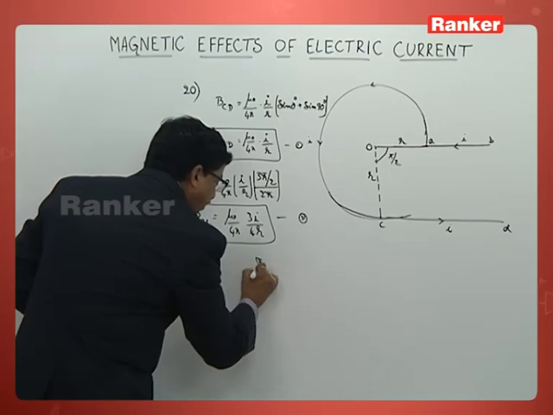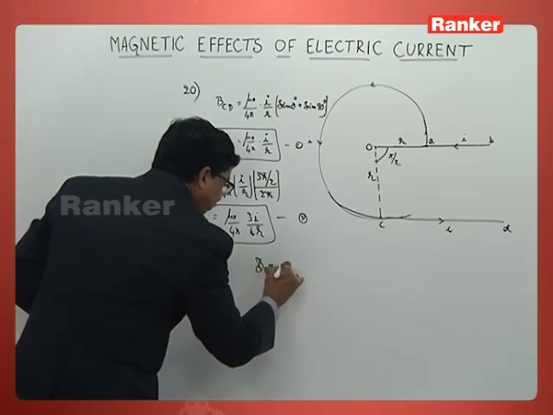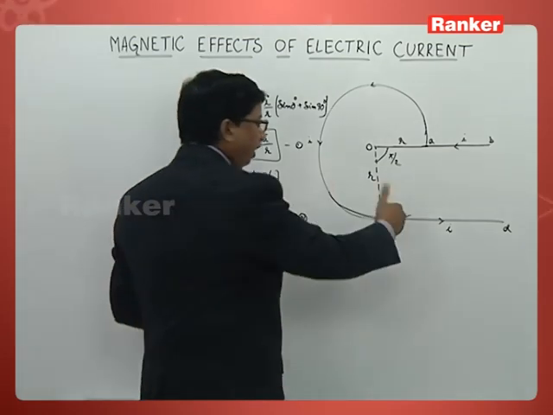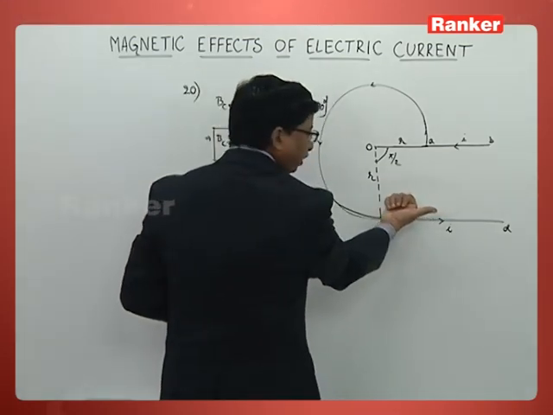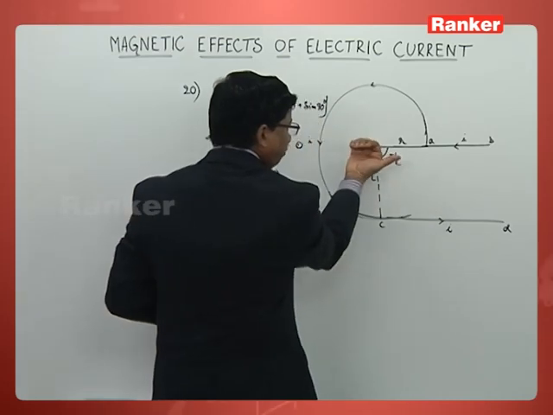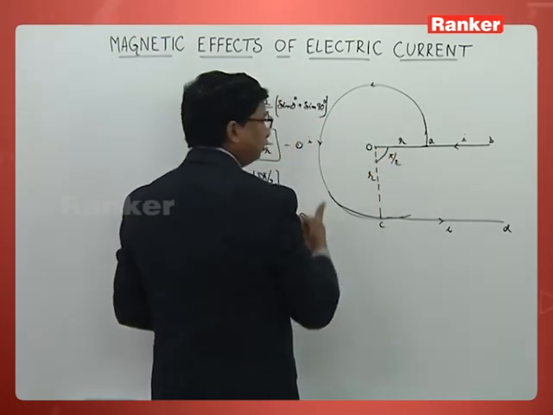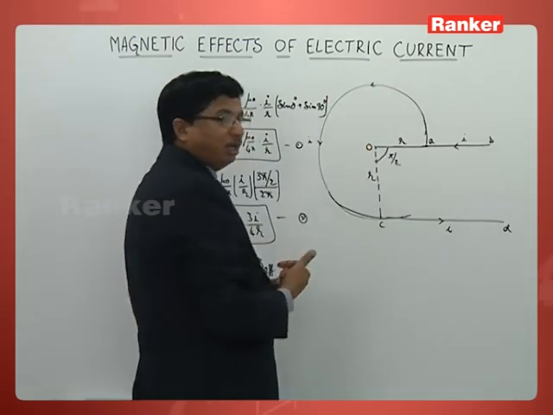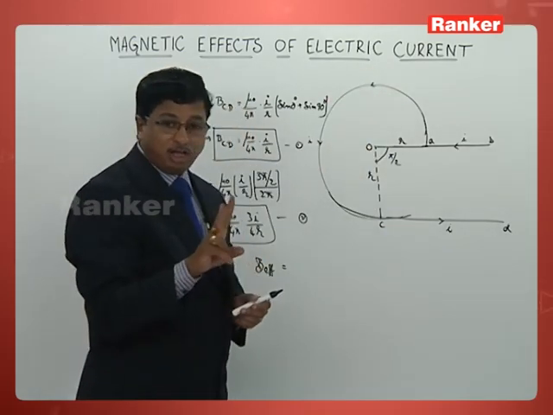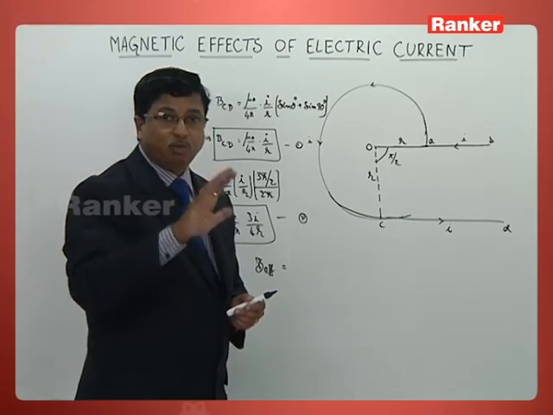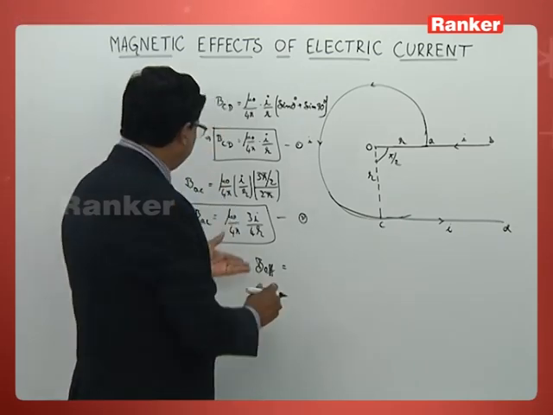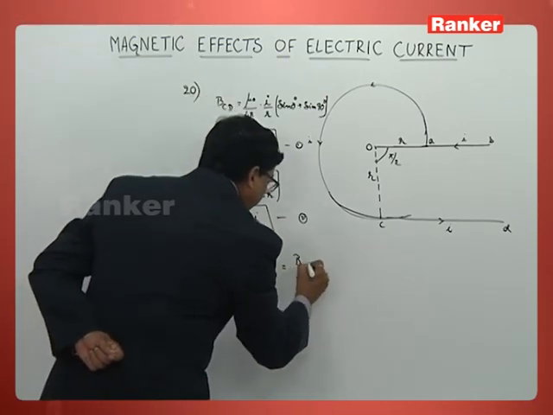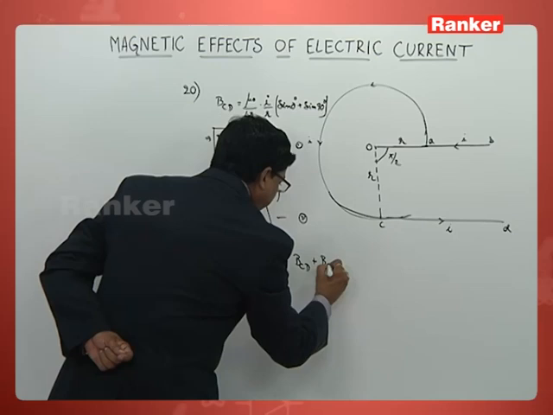What is the net or effective value of B? First and foremost, if you look at the direction by showing the right hand thumb, the direction of the magnetic field here is coming out, whereas according to this also, it's coming out. So both the directions are the same. Therefore, we have to add both of them. So what will be the value of the effective magnetic field now? BCD plus BAC.